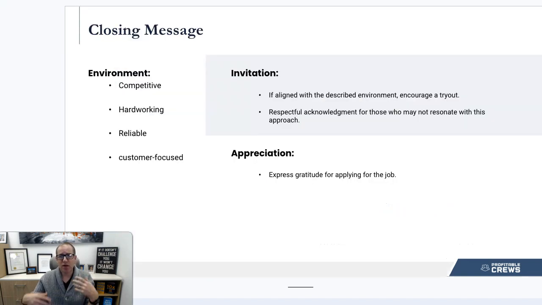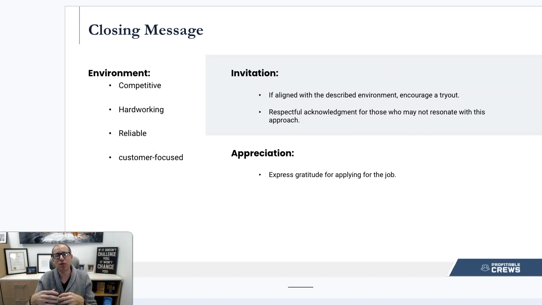And so in closing, really what we want to do when we're attracting people in is we want to be really clear with the candidates that it's a competitive, hardworking environment. We're looking for reliable and customer-focused employees. It's an invitation to try out. If it's an aligned environment for them and they want to try out and we think they'd be a good fit for the team, we're going to offer them the opportunity to try out. And then if it's not for them, that's perfectly fine.